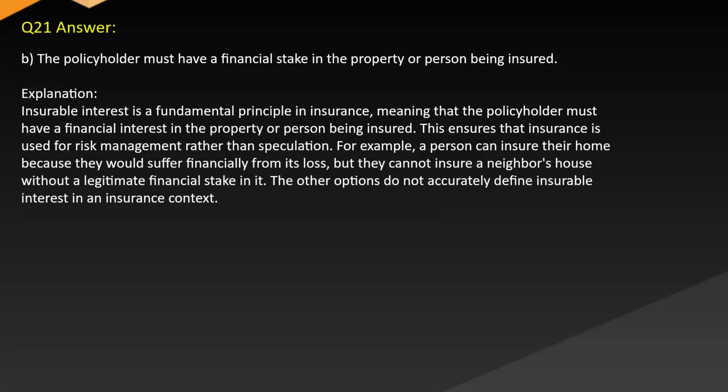Answer: B. The policyholder must have a financial stake in the property or person being insured. Explanation: insurable interest is a fundamental principle in insurance, meaning that the policyholder must have a financial interest in the property or person being insured. This ensures that insurance is used for risk management rather than speculation. For example, a person can insure their home because they would suffer financially from its loss, but they cannot insure a neighbor's house without a legitimate financial stake in it. The other options do not accurately define insurable interest in an insurance context.